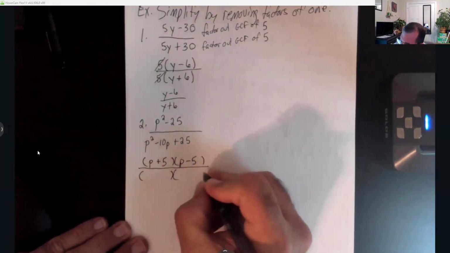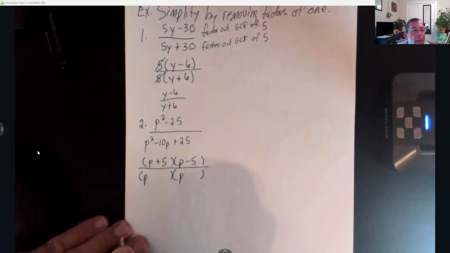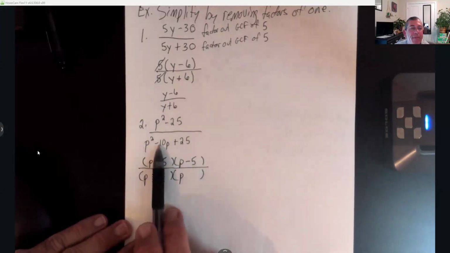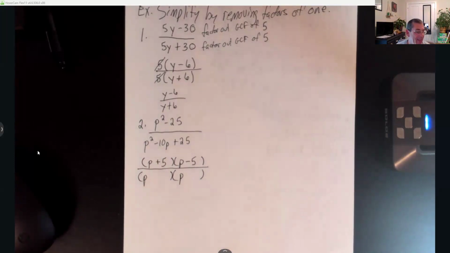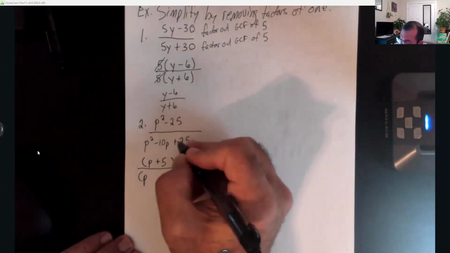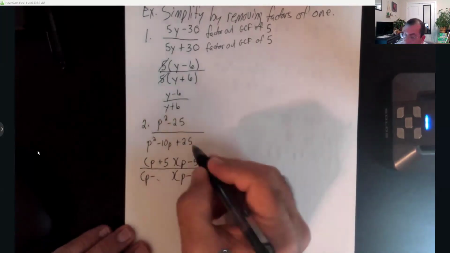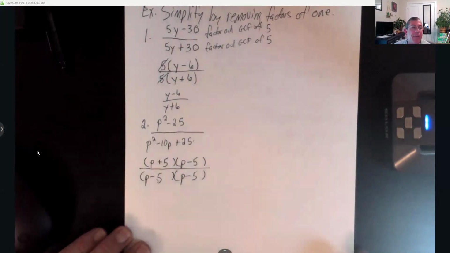All right, what's happening on the bottom? I've got a p squared, that's a p and a p. All righty. What are you putting on the bottom of this? You've got a positive 25 and a negative 10p. What's that going to factor into? All right, good job. Minus and minus, remember, because the last one's positive. Both factors are negative like the middle. And the factors of 25 that equal 10 are 5 and 5.